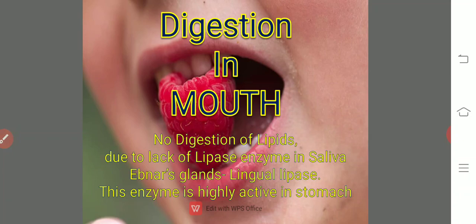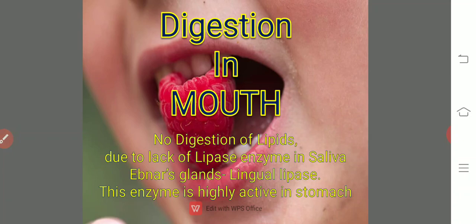Let us see how the digestion of lipids takes place in the mouth. In general, mammals' saliva does not contain any kind of lipase enzyme, because lipases are the enzymes which can break down lipids into fatty acids. But in the saliva of mammals, there is no lipase enzyme, so there is no digestion of lipids in the mouth.